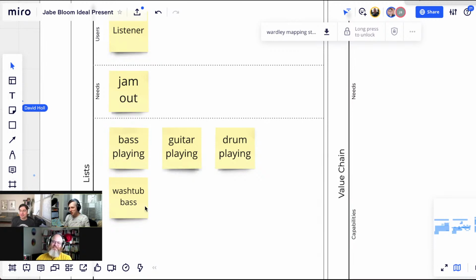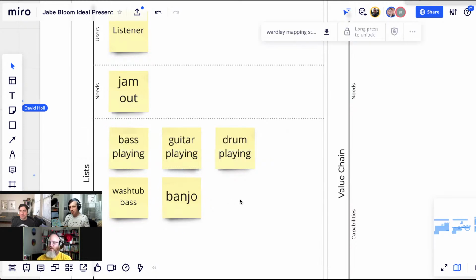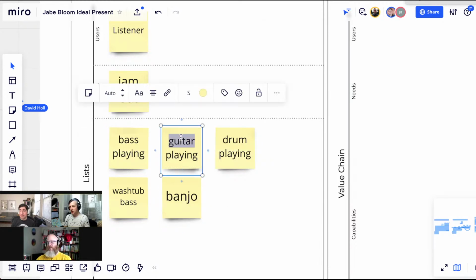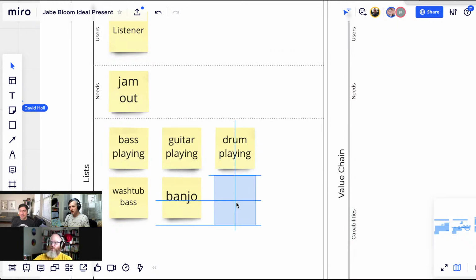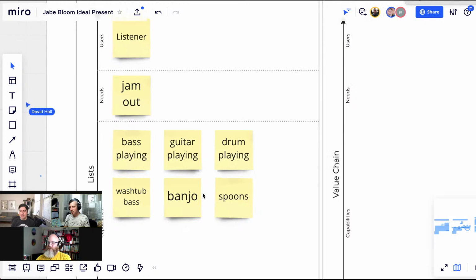Okay, so we've got the wash tub bass, and then is the guitar player playing guitar? Usually you'd say banjo? Banjo, probably, yeah. And you can put spoons in for drum playing. Good. So we've got our ensemble here.